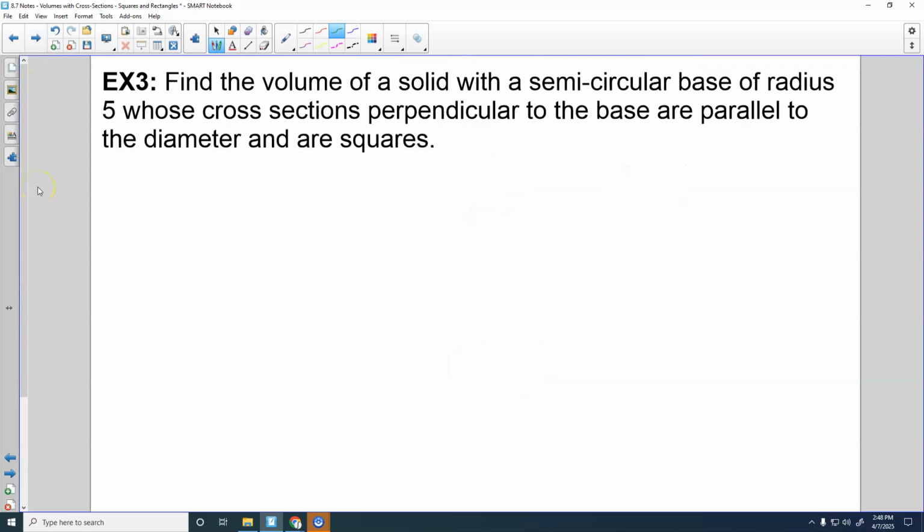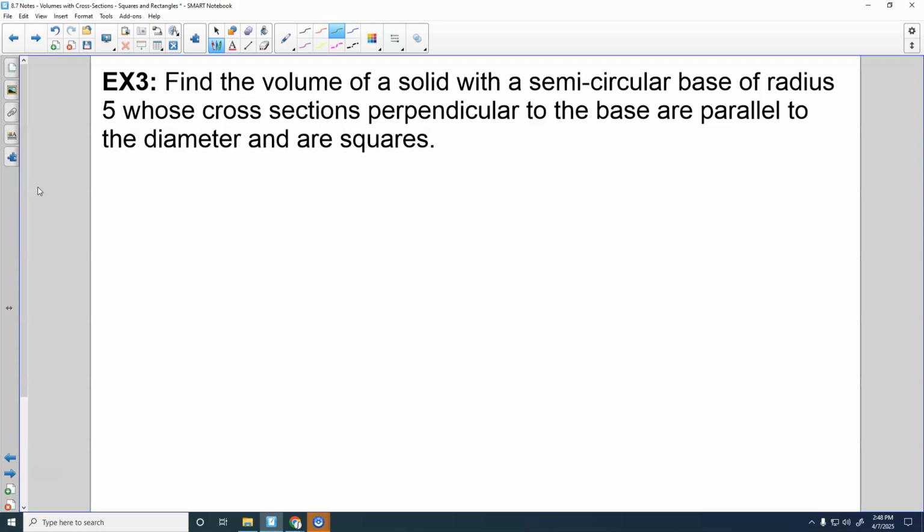Okay, let's look at another one. Find the volume of a solid with a semicircular base of radius 5, whose cross sections perpendicular to the base are parallel to the diameter and are squares. This one is extra difficult because they gave you one number and no equations at all.